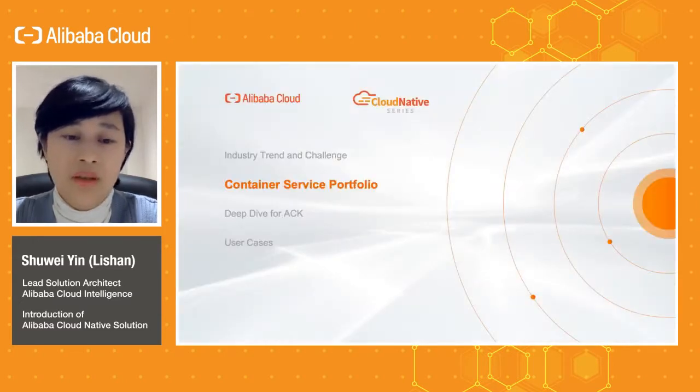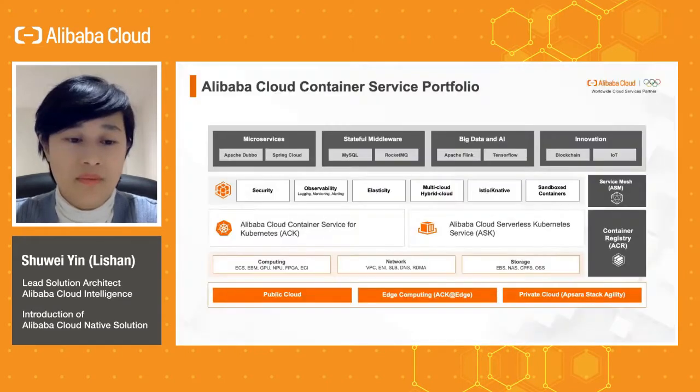First of all, let's see the container service portfolio. We provide two methods, ACK and ASK. The short names for Alibaba Cloud Container Service for Kubernetes and Alibaba Cloud Serverless Kubernetes Service. ACK and ASK are seamlessly integrated with Alibaba Cloud products, making it easy for you to use a Kubernetes cluster on Alibaba Cloud.